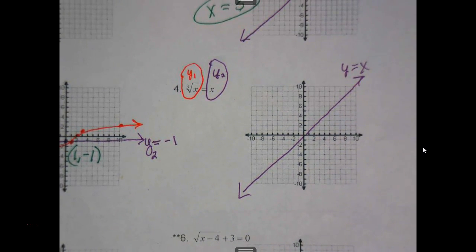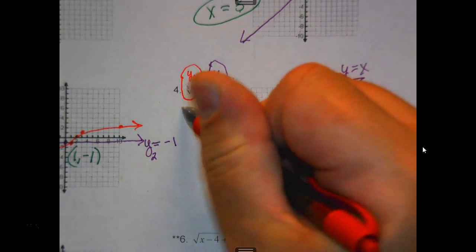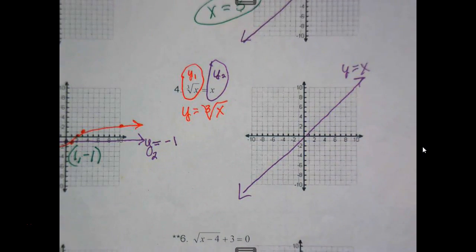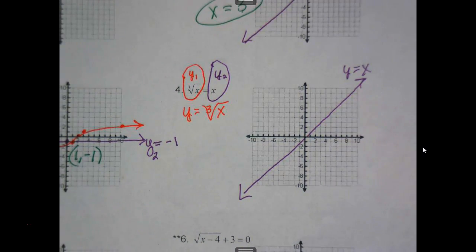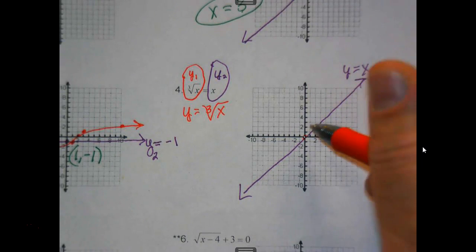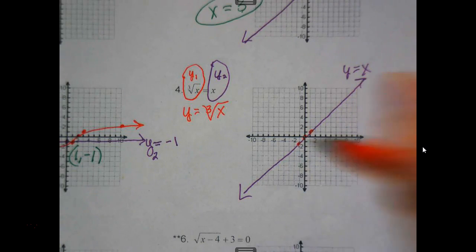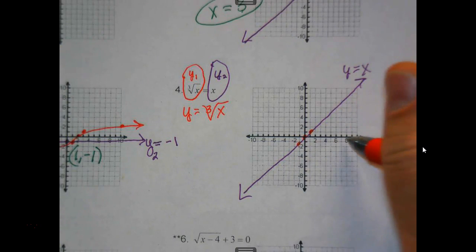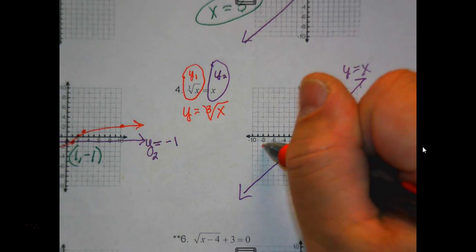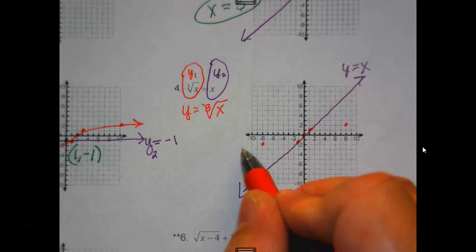Does anybody remember the cube root function? That's the parent function, right? Y equals the cube root of x. Do you remember the points? (0, 0), (1, 1), (-1, -1), and then (8, 2) and (-8, -2). If you don't believe me, you can put it in the calculator.